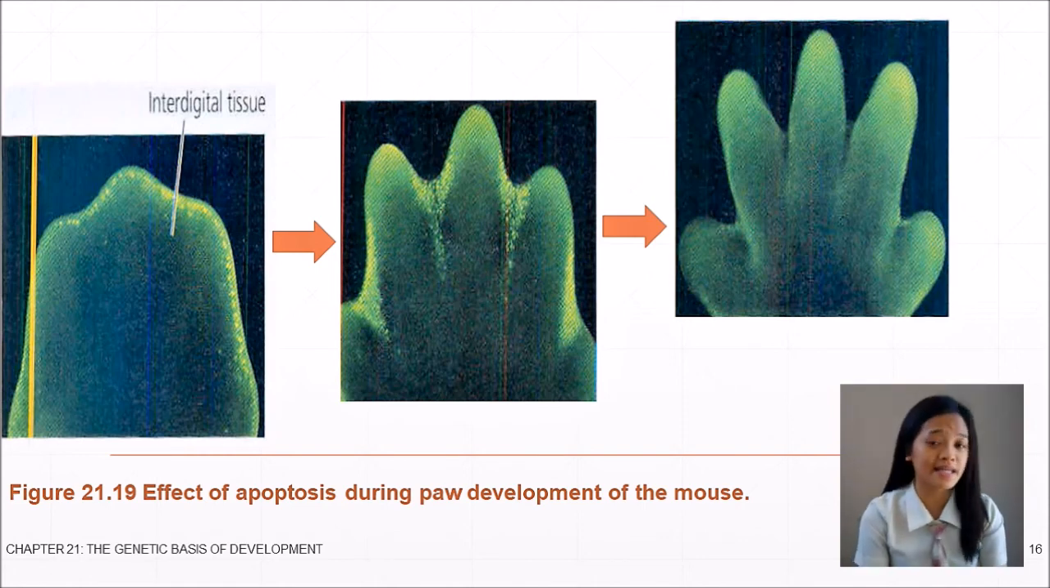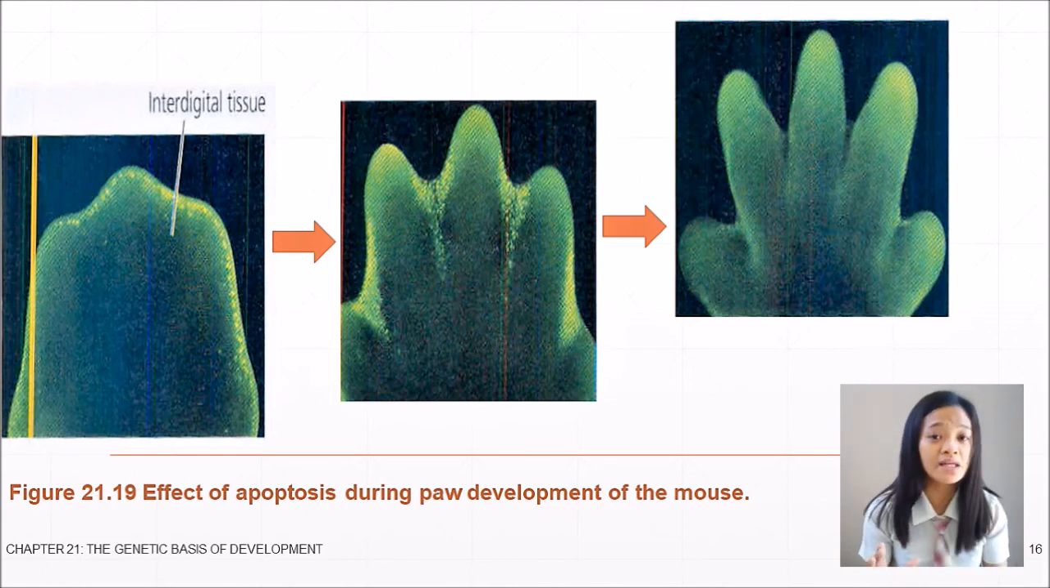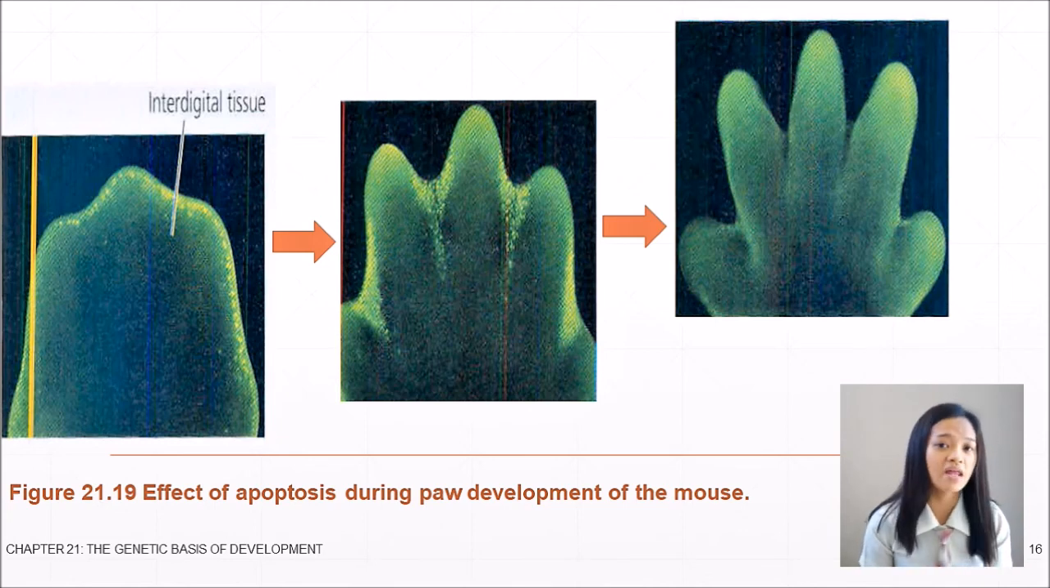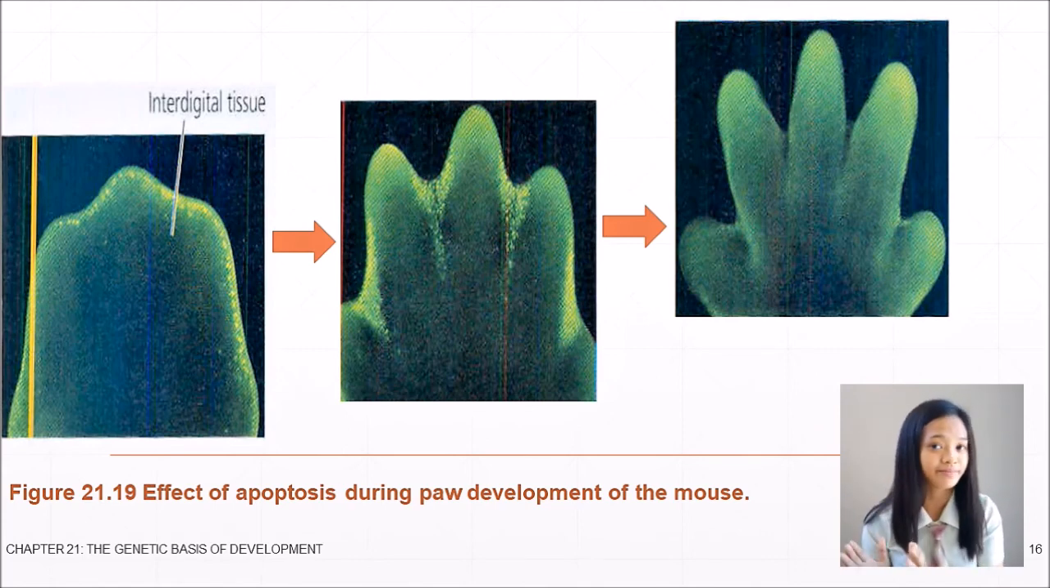Apoptosis eliminates the cells in the interdigital regions, thus forming the digits. So the embryonic mouse paws shown here are stained so that the cells undergoing apoptosis appear light green. So apoptosis of cells begins at the margin of each interdigital region, so this left picture, then peaks as the tissue in these regions is reduced, so the middle picture, and is no longer visible when the interdigital tissue has been eliminated, so the right picture.